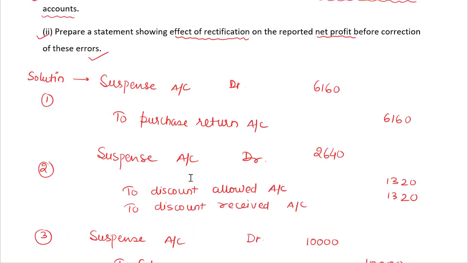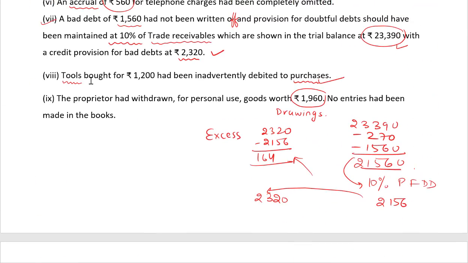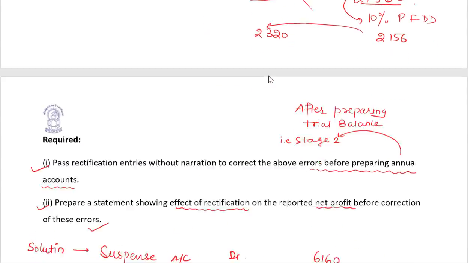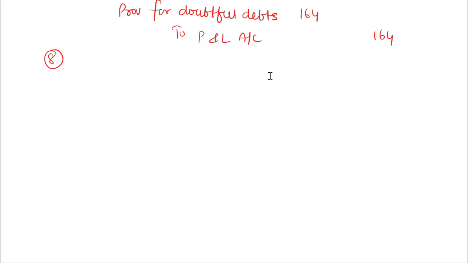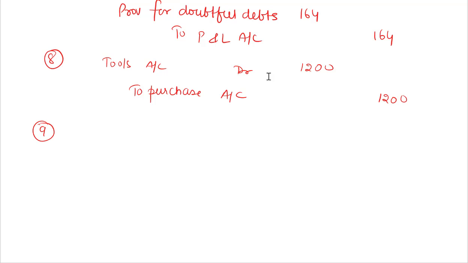We'll shift to the 8th one now. Tools bought for 1200 had been inadvertently debited to purchase. Okay, we will correct that. So purchase will be credited 1,200, and tools will be debited 1,200. I think we are clear.